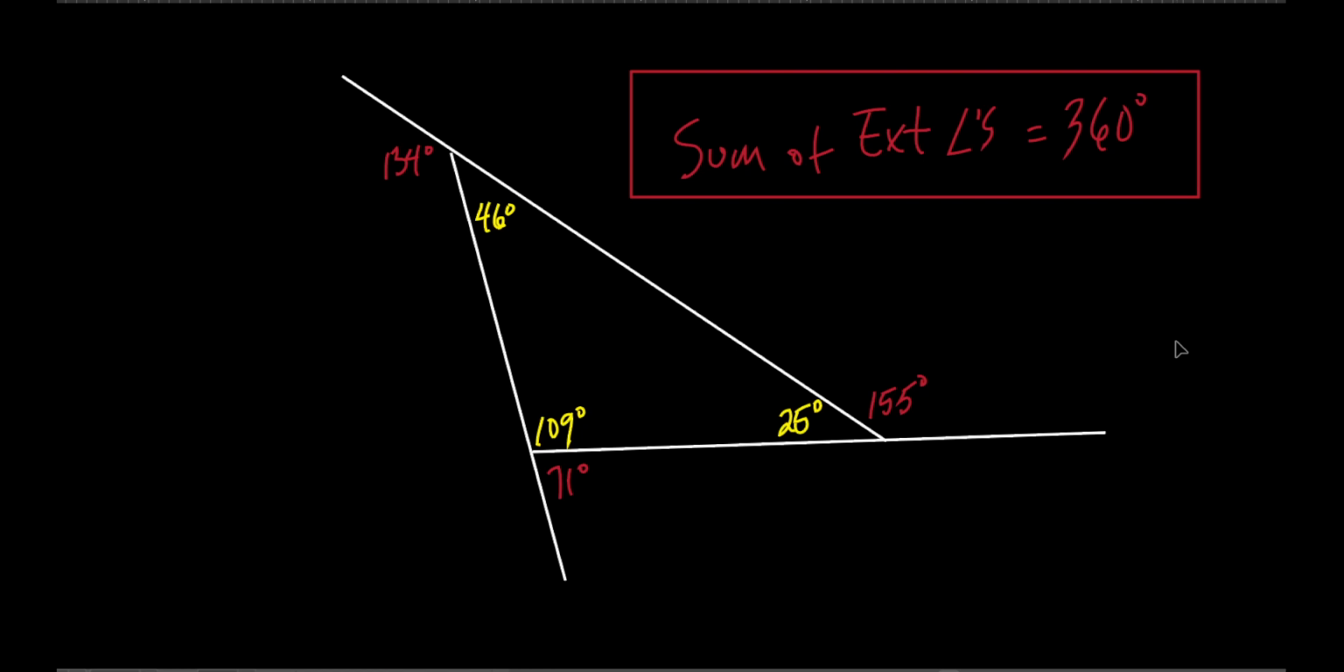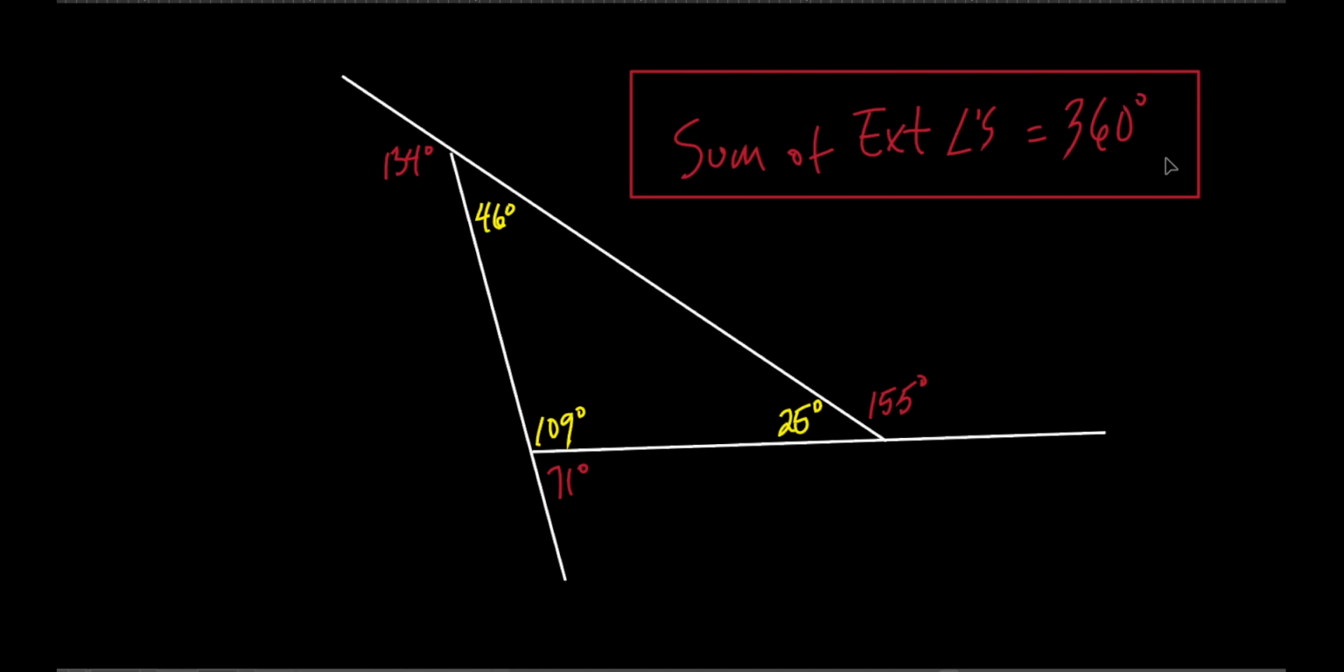I could take a 10-sided figure, extend each of the sides, right? And then figure out what all the angles are. And you could see that the exterior angles will always add up to be, that's the sum. The sum of all those angles is going to be 360 degrees.